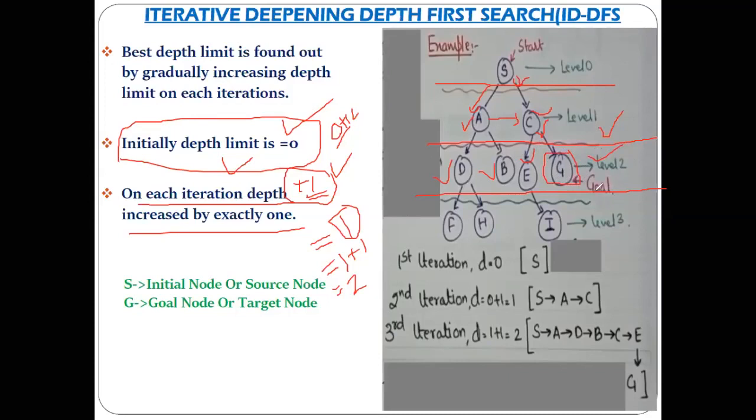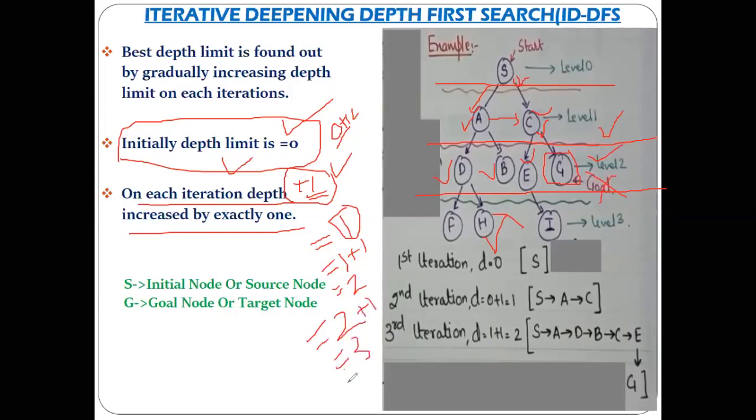Understood. Now consider the situation. G is not the goal node, but H is the goal node, for example. What? H. Then what has to be done next? The depth limit has to be increased by how much?